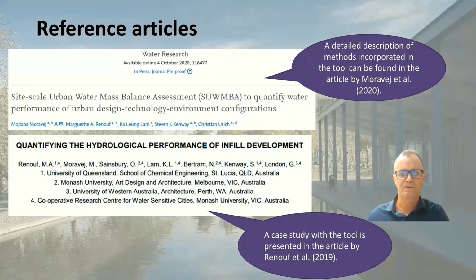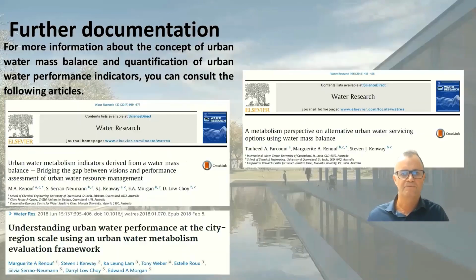A case study with the tool is presented in an article by Renouf et al. 2019. Further documentation about the concept of water mass balance and quantification of urban water performance indicators is available from the following articles. Understanding urban water performance at the city scale using water metabolism. And a research article by Tariq Fahey.